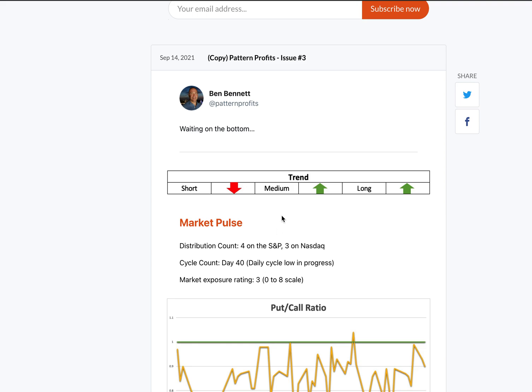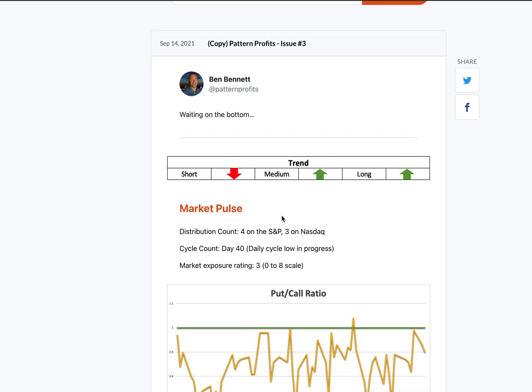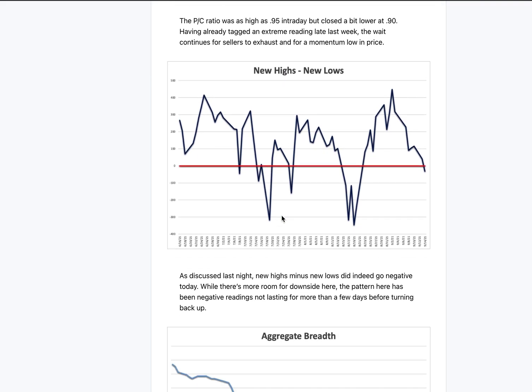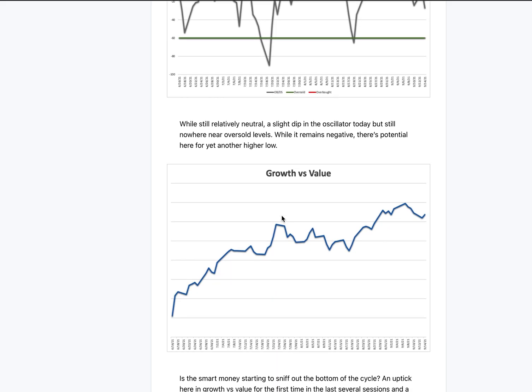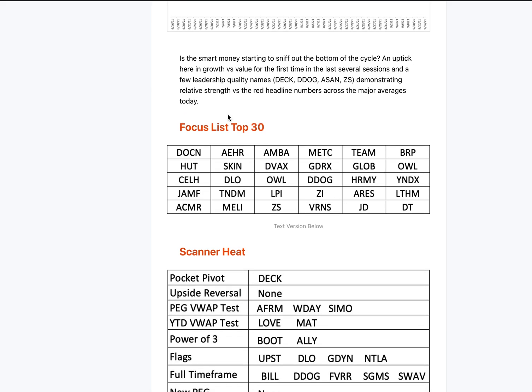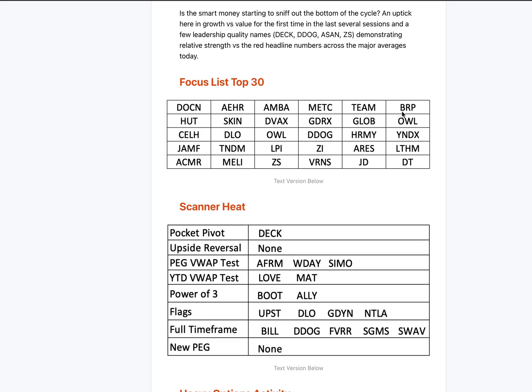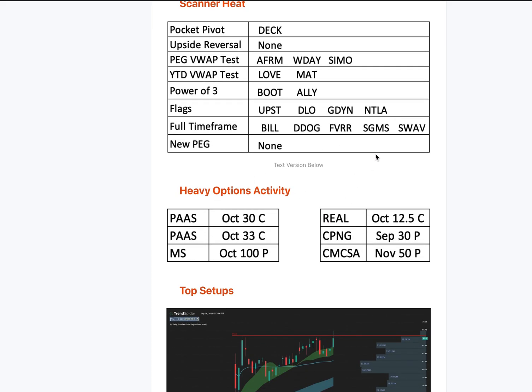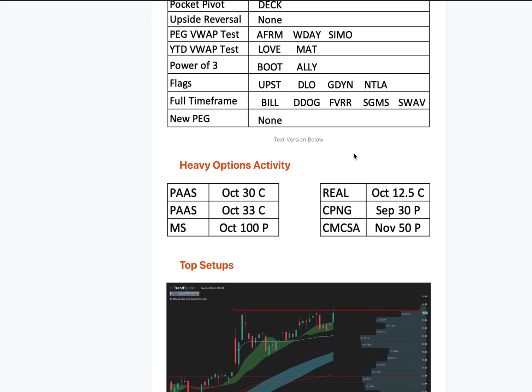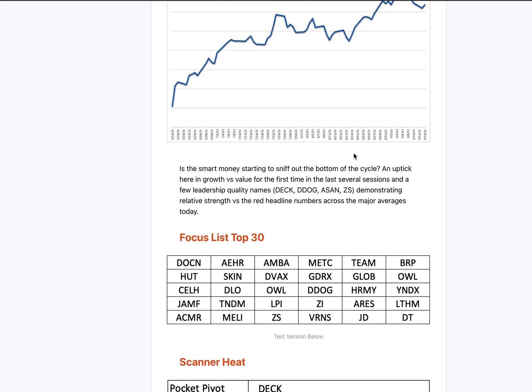But I hope that clarifies things. This is kind of my checklist that I use daily for how I'm going to approach the market and the sessions going forward. I will do a separate video to cover the focus list, the scanners, the options activity, and the setups.